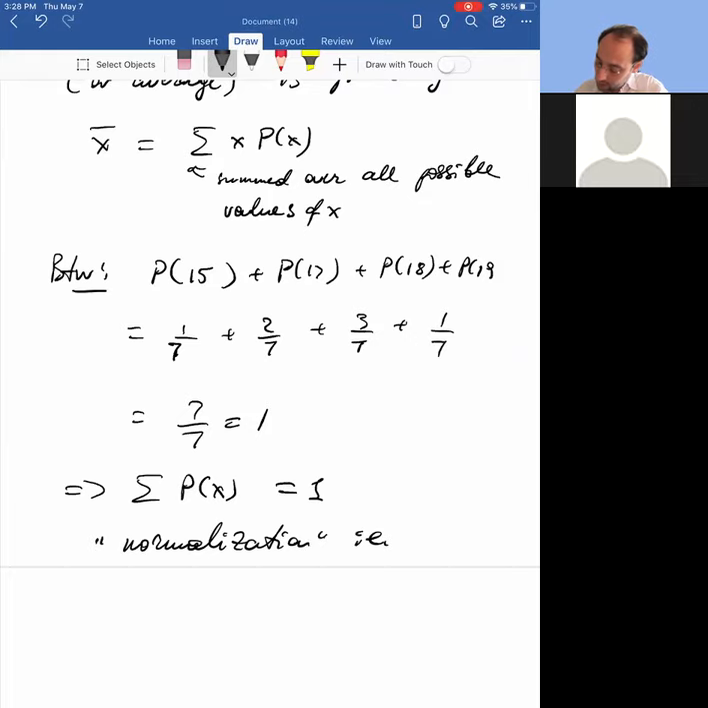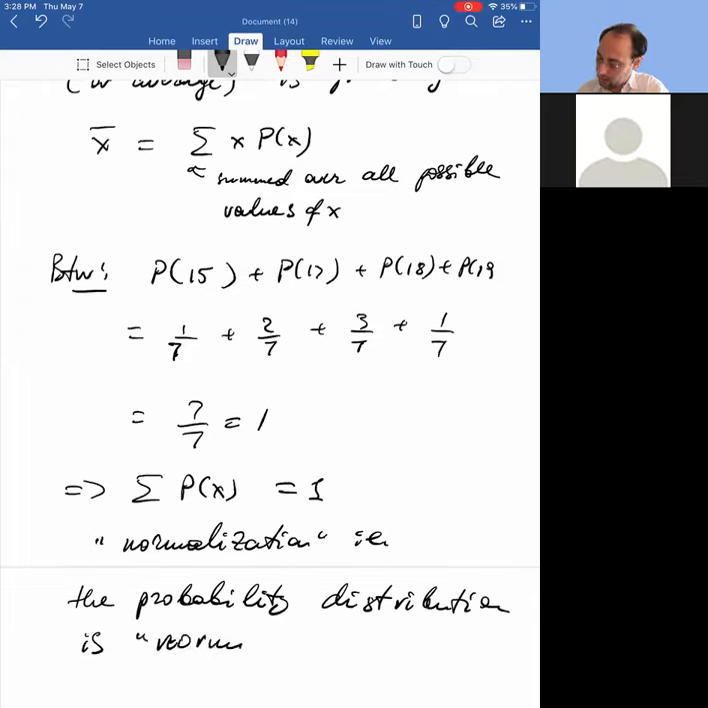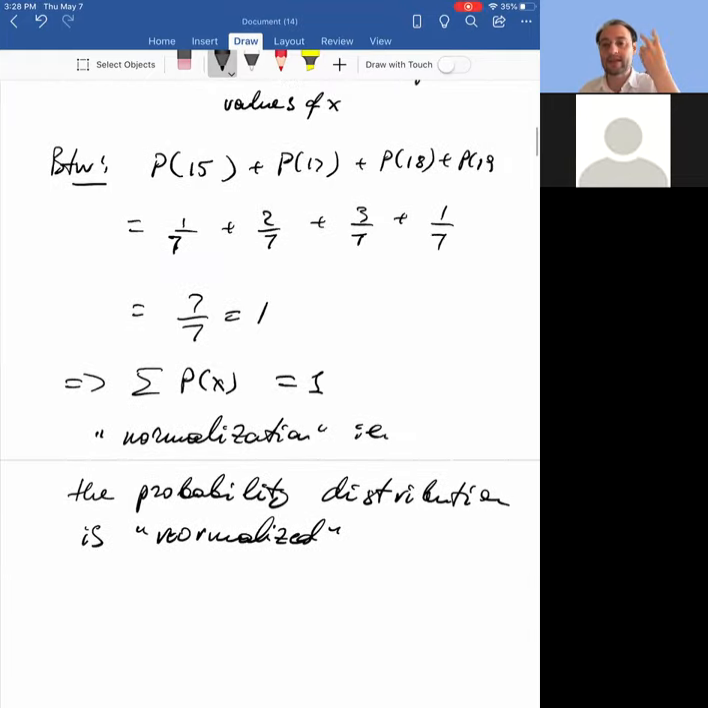I.e., the probability distribution is normalized. Normalized means it adds up to 1. So a proper probability distribution will always be normalized. The sum will always add up to 1.